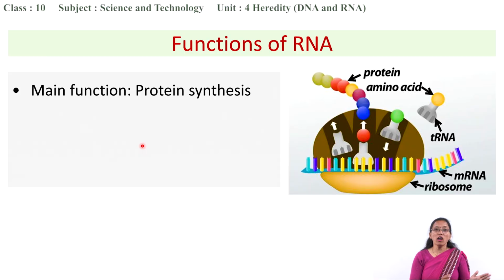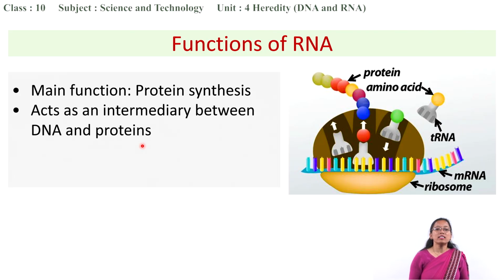Now, how does this protein synthesis occur? We have just learned about the 3 types of RNA, so from that it is somewhat clear. The main function of RNA is protein synthesis. Here it acts as an intermediary between the DNA and protein. That means DNA is giving some information, and RNA is synthesizing the protein. In the ribosome, protein synthesis occurs with the help of DNA only. Based on the information DNA sent to the ribosome, those amino acids are brought.